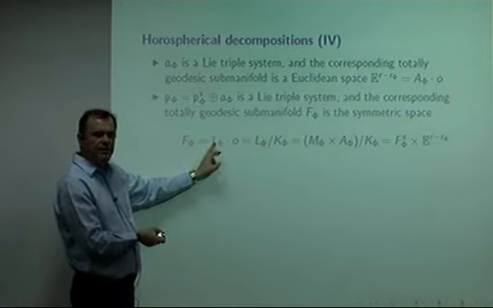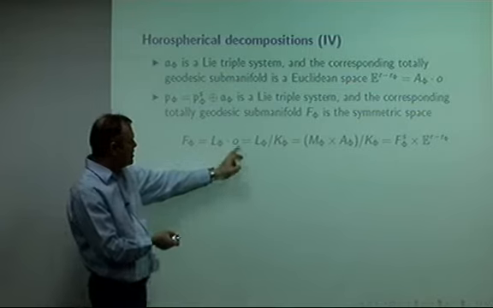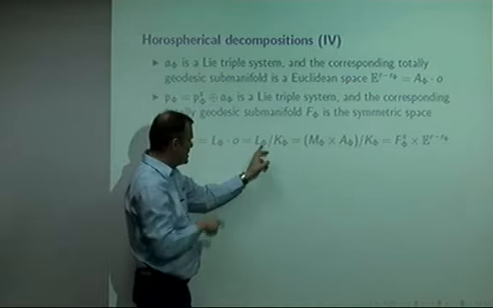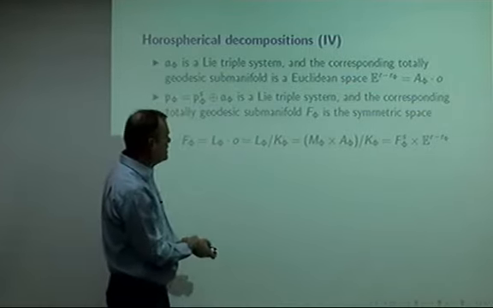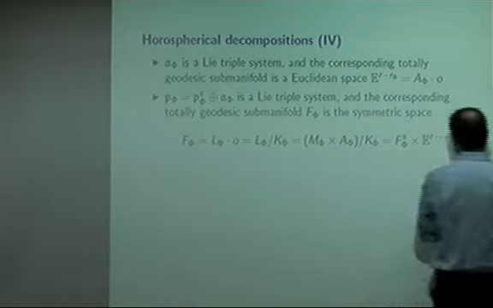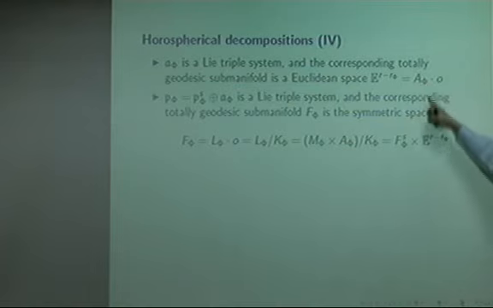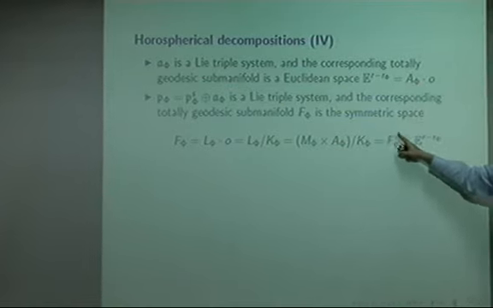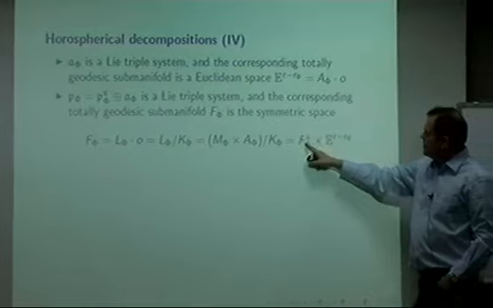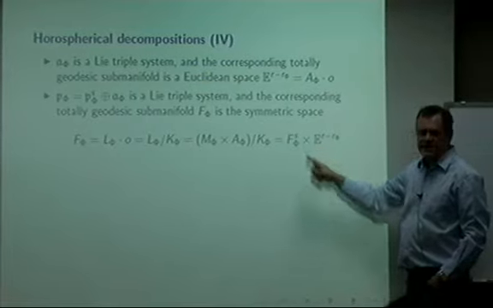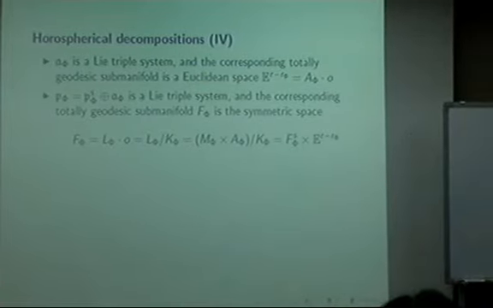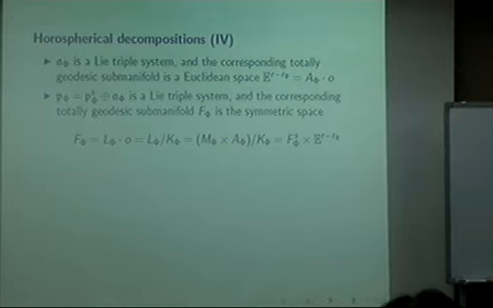So when we take the orbit of this through the origin, the stabilizer is k phi. This is precisely the Riemannian product of the Euclidean space coming from A phi and the symmetric space coming from the M phi, in the Langlands decomposition.